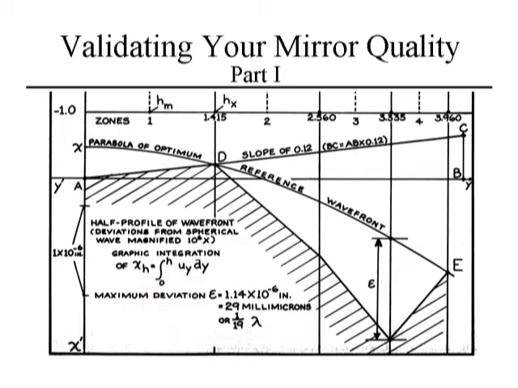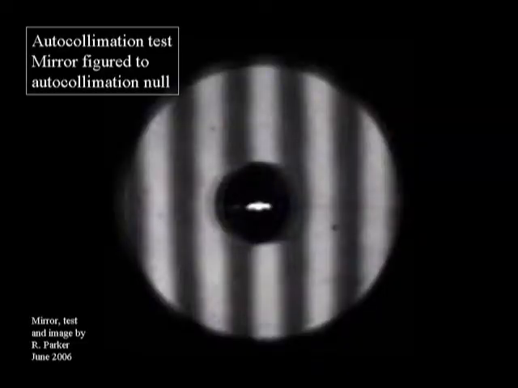But I'm hoping at least that little explanation, now you go back to your text, will let you think it through and get the idea of what he's trying to do here. Now, I have taken an 8-inch f/6 mirror that I've tested and figured with autocollimation.